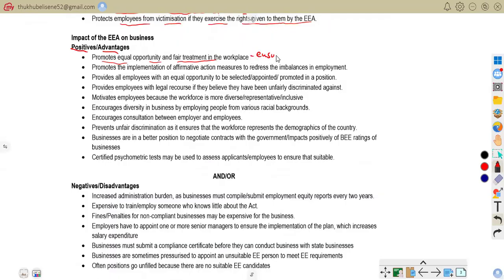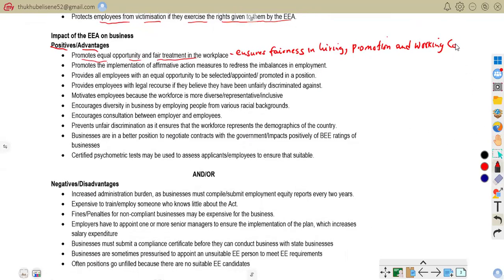It ensures fairness in hiring, promotion, and working conditions. So that's what it means when they say promote equal opportunity and fair treatment in the workplace. That is where you can talk about fairness in hiring, promotion, and working conditions. For example, everyone is considered fairly for promotions when promotions are there. So that is that.